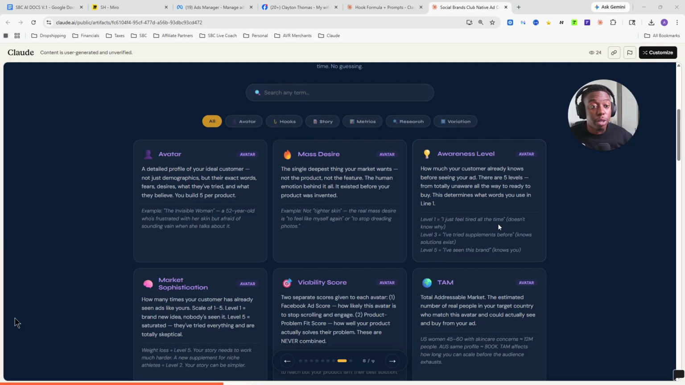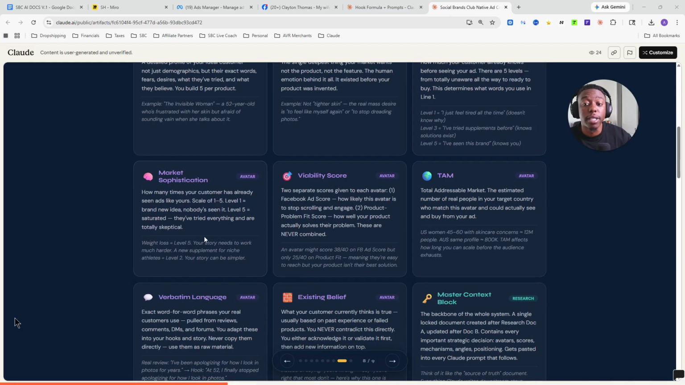Your job is that if I am in solution aware, how can I distinguish my product from anything else my target audience has seen? Now, it's very important to understand that awareness level is different than market sophistication. Market sophistication is how many times your customer has already seen an ad like yours, scale of 1 to 5.